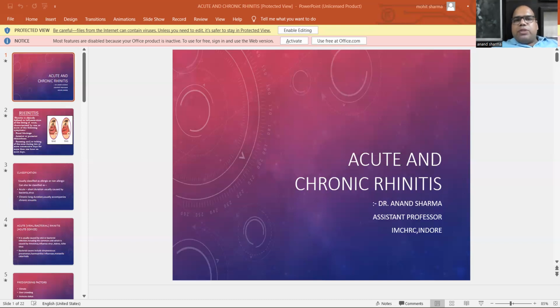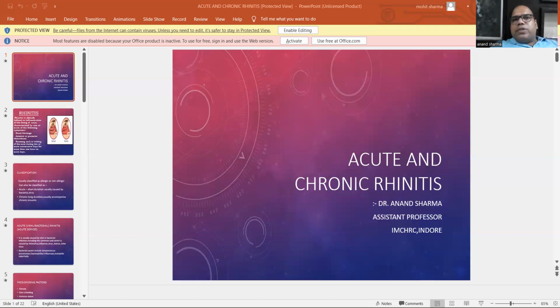Now, what are the complications of rhinitis? First is pharyngitis, second is sinusitis, third is otitis media, fourth is tonsillitis, and fifth is lower respiratory tract infection. As I've told you, the secretion normally clears from the posterior nares. So the infection which is present in the nasal cavity will migrate posteriorly to the nasopharynx and ultimately to the oropharynx and the laryngopharynx. So the infection will travel from the nasal cavity to the pharynx. So the patient may develop pharyngitis after rhinitis.